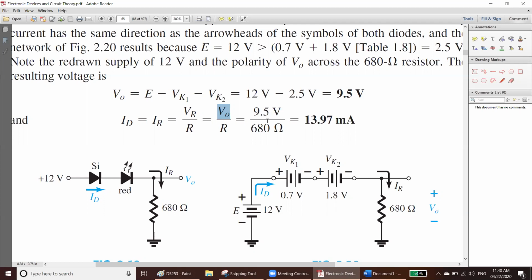So your current must be voltage divided by resistance. Your voltage is 9.5 volt, your resistance is 680 ohm. So your current is 13.97 milliampere. Remember one thing, if you divide volt by ohm, your current will be in ampere, but they multiplied by 1000, that's why it becomes milliampere.